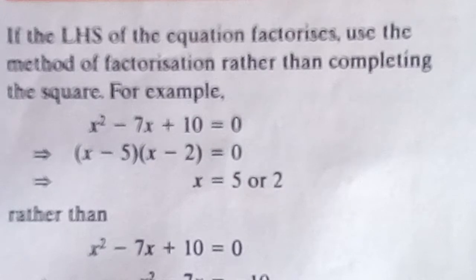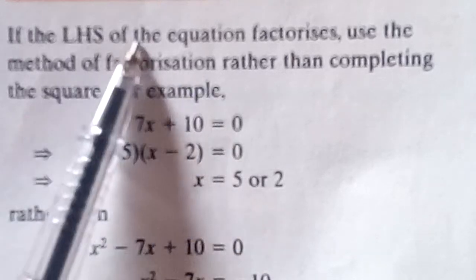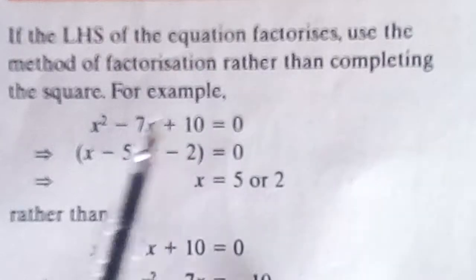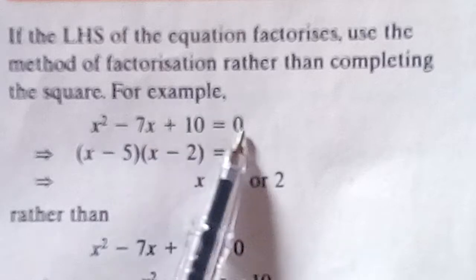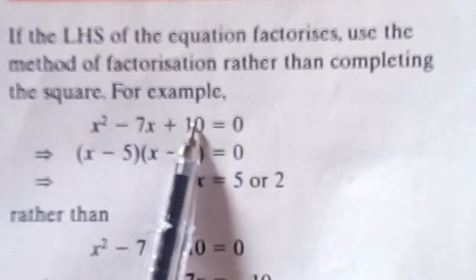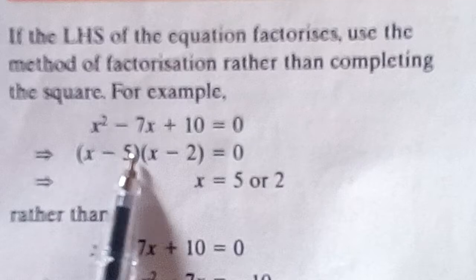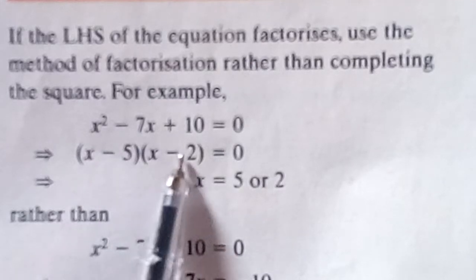Now let's quickly compare the factorization method to the completing the square method. Over here you can see if the left hand side of the equation factorizes, use the method of factorization rather than completing the square. For example, x squared minus 7x plus 10 equals 0. If it can be factorized to this stage, then you just use the factorization method, whereby you have x minus 5, x minus 2 equals 0.